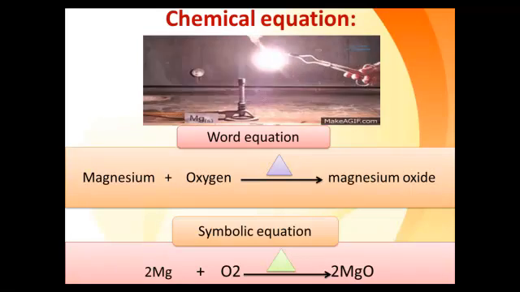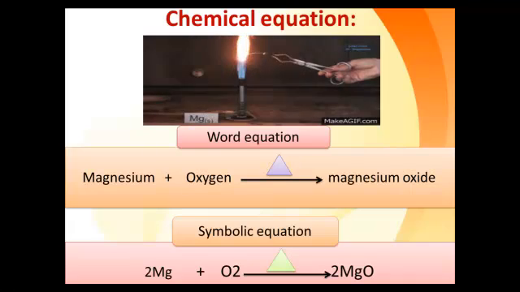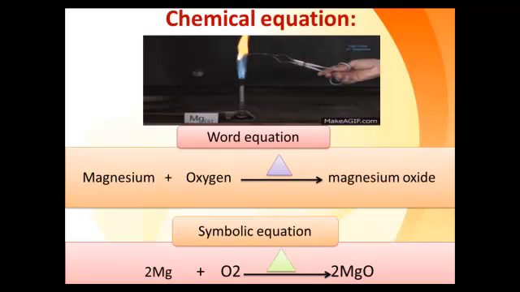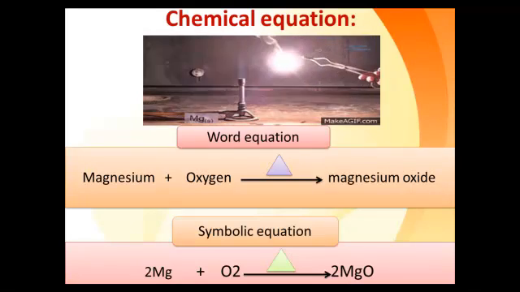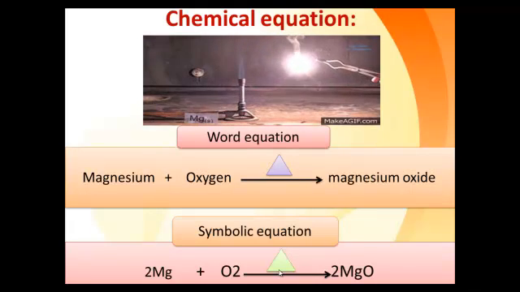So we can say the chemical equation is a set of the symbol of magnesium, symbol of oxygen, and symbol of magnesium oxide, divided into two sides. The left side represents the reactants and the right side represents the products, and this small triangle represents the heat.